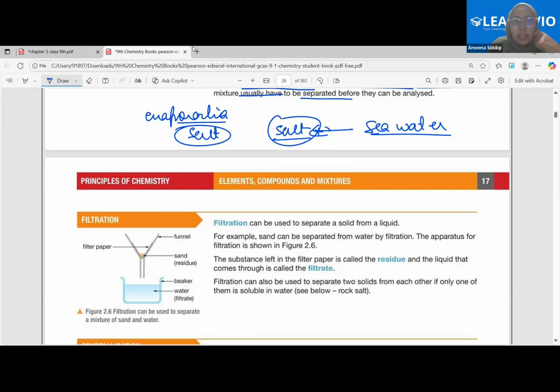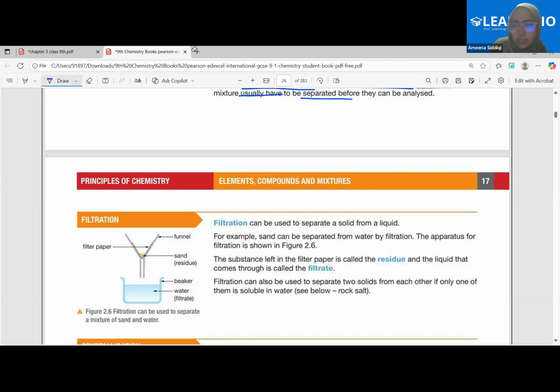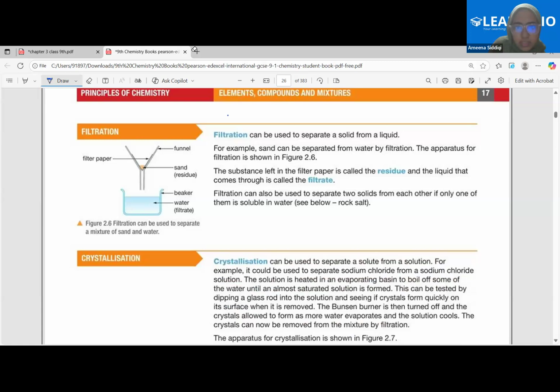Always remember one thing, that since in the mixtures, the components are physically combined, we just need the physical methods of separation. There is no need for the chemical methods of separation. We have already discussed this. For example, if you want to separate the components of a compound which is chemically bonded, we'll be using electrolysis, for example for water, which is a chemical method. Here, evaporation, filtration, distillation, fractional distillation, crystallization, all of those are examples of physical methods of separation. So we are using different methods. First one is the filtration.